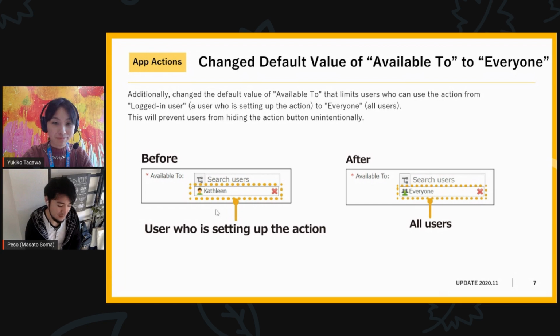But I don't know why, usually you can see on the screen that you set who can use this action button. It's like a permission, but the default value was always the logged-in user. So, for example, if I make the action button, my name will be set in here, and then only I can use it. And I couldn't figure out why everyone, like Yuki, says, I don't see any action button. Where is it?